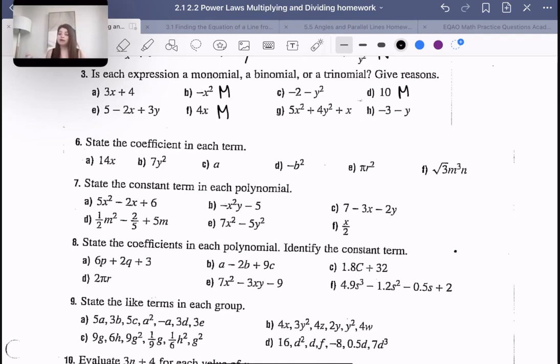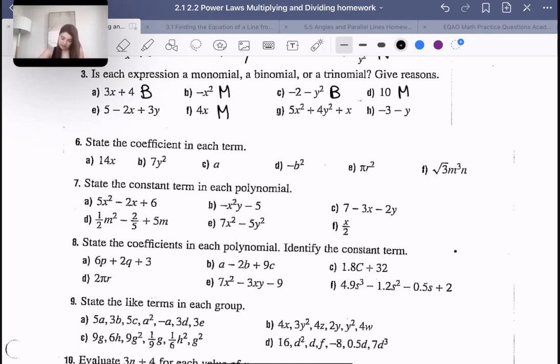What about binomials? This is where we have two terms. So for A, this would be a binomial because there's two terms, right? The two terms are 3x, which consists of the coefficient and a variable, and then 4, which is a constant, so that's two terms. Same with C for similar reasons. We have our constant, which is -2, and then we have our negative y squared, which is our variable term, with -1 as the coefficient and y squared as our variable.